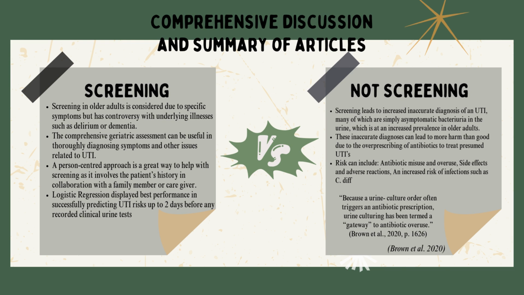While screening can be an important diagnostic tool for many urinary tract infections, screening can lead to increased inaccurate diagnoses of a UTI, many of which are simply asymptomatic bacteria in the urine, which is at an increased prevalence in older adults. These inaccurate diagnoses can lead to more harm than good due to the overprescribing of antibiotics to treat these presumed UTIs. Risks can include antibiotic misuse and overuse, side effects and adverse reactions, and an increased risk of infections such as C. diff.